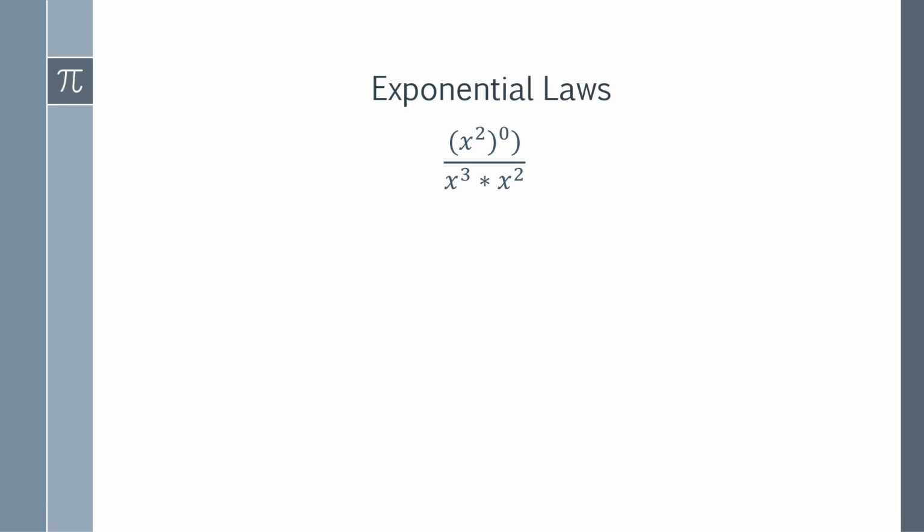Exponential laws. So let's do it. So remember I told you whatever was in the parentheses, you just distribute it. So 2 times 0 is what? 0. So x to the 0 power is just going to be 1. So guys, x to the 3rd power times x squared. That's just x to the 6th power.